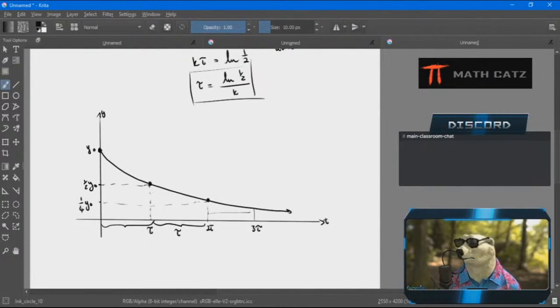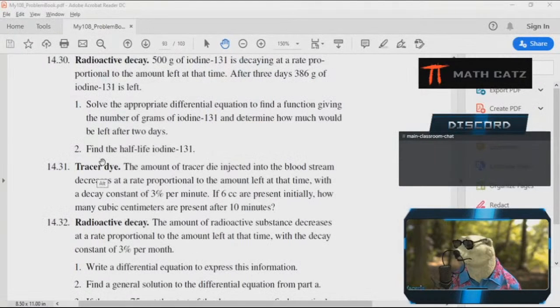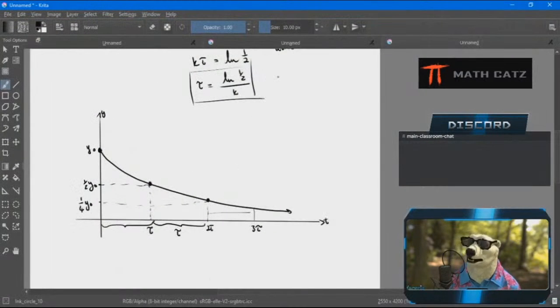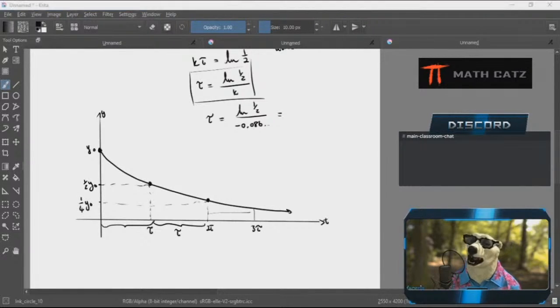So let's see that last bit of the question. Find the half-life of iodine 131. Now you see here in our example, we can continue this for our radioactive substance. It'll be log of a half over our negative 0.086 and so on. So let's calculate that. I want to use enough of my k value so that when I round to a couple of decimals, I am still accurate.